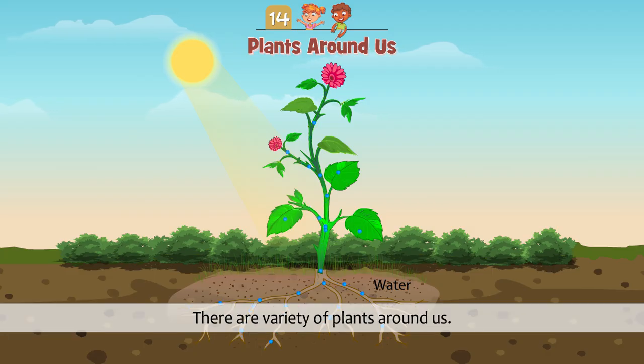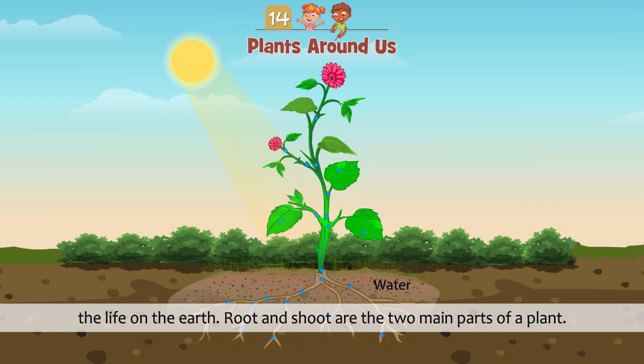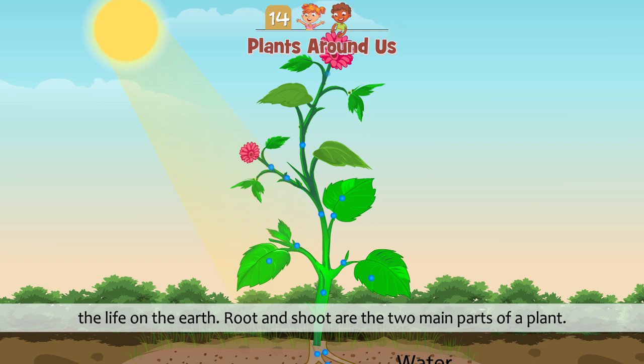Parts of a plant. There are a variety of plants around us. Plants are also living things like all of us. They take in carbon dioxide and give out oxygen, which is important for life on the earth. Root and shoot are the two main parts of a plant.